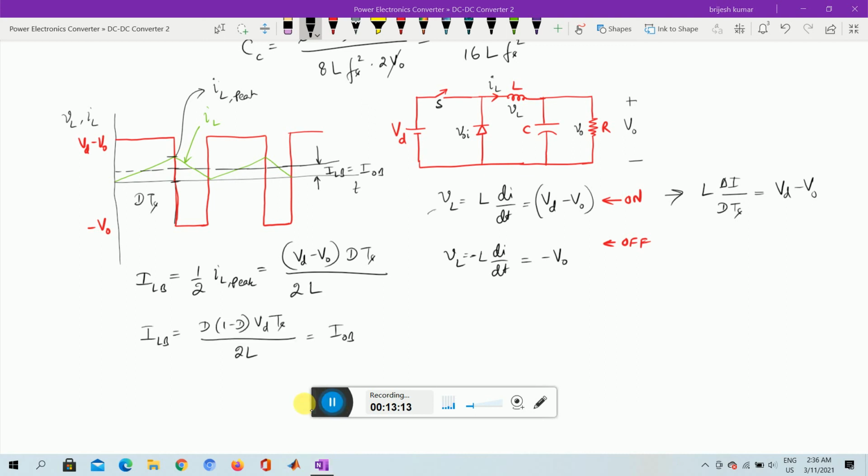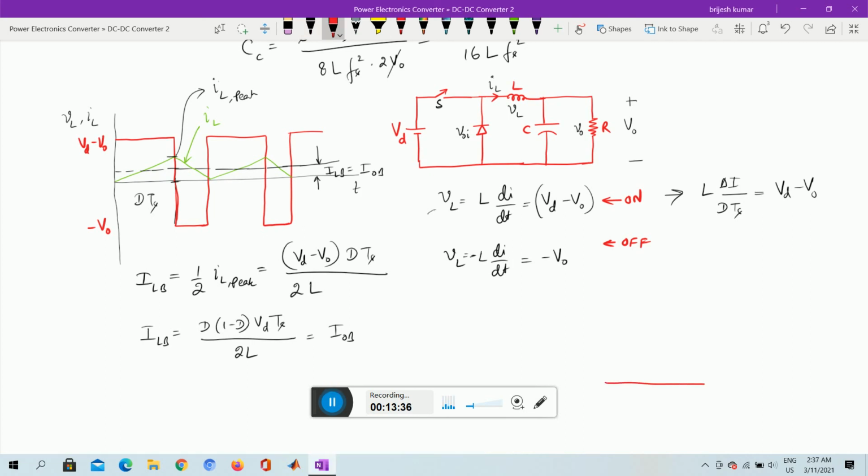So that expression can be written like, Vd if we take common, V0 is dVd. So 1 minus d is multiplied with dVdTs divided by 2L. That is equal to ILB. So here we get the expression of ILB. This seems familiar. So we will draw the curve now.